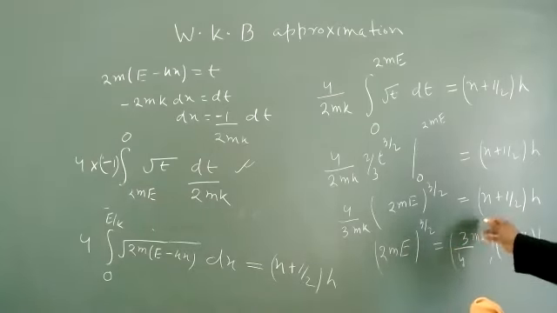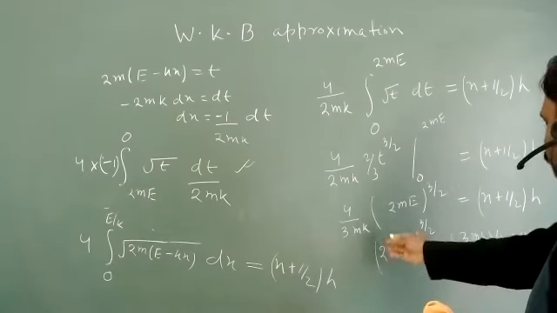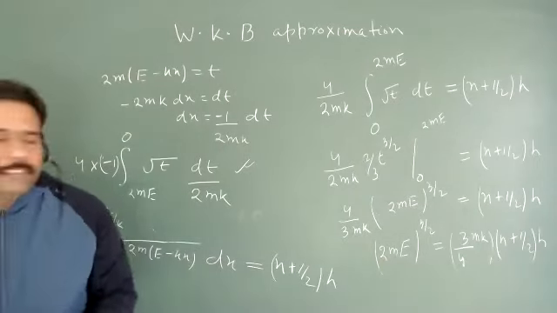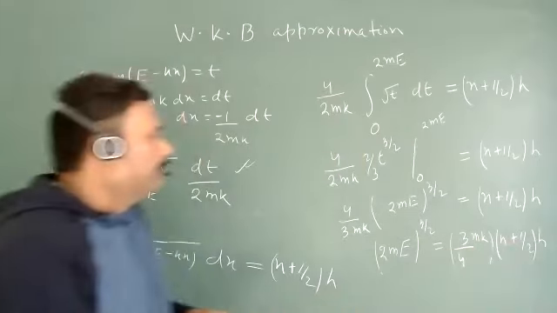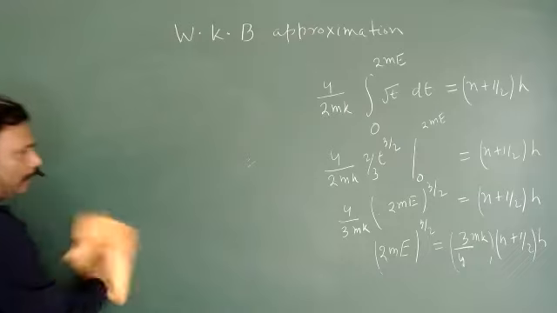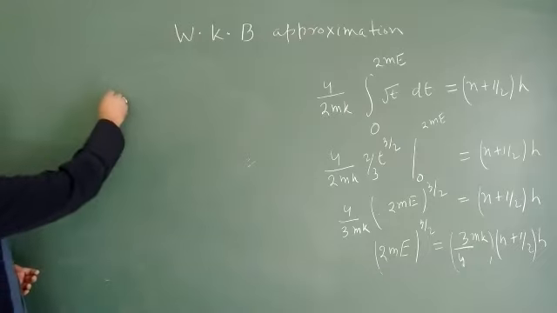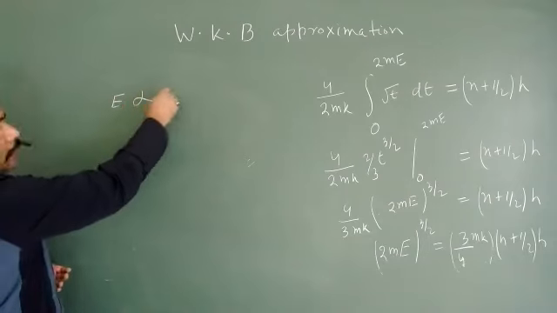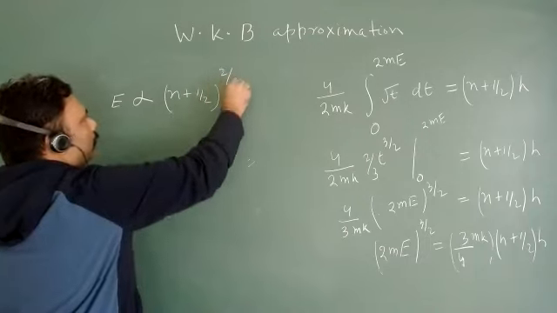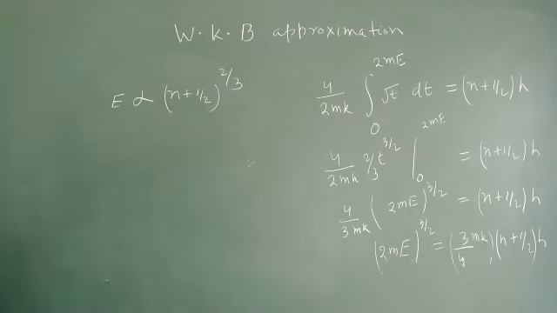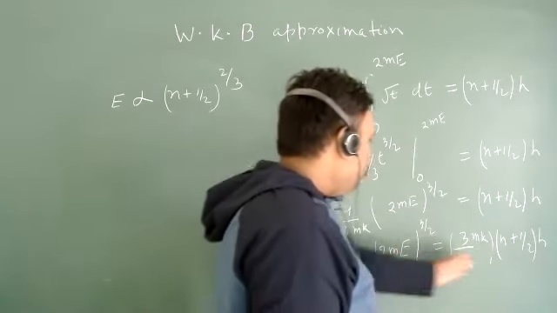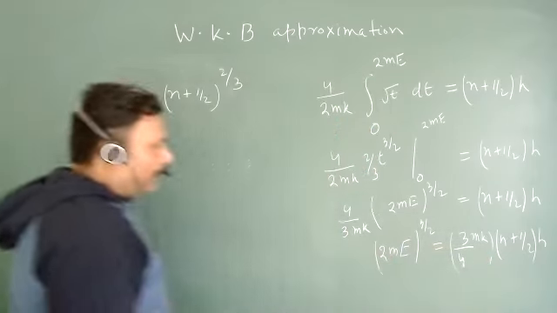Okay. So this will be m to the power half, and you can adjust 2 to the power 3 by 2, and you can adjust all this thing. But I have to concentrate on energy and n. And what is this value? I can say that from here energy is proportional to n plus half to the power 2 by 3, isn't it? You can easily use this thing, and sometimes you have to adjust each and every quantity, and you can put m here, you can put 2 here, we can write it easily.